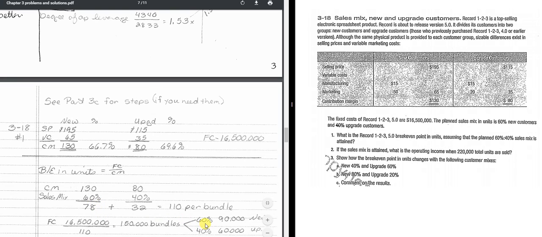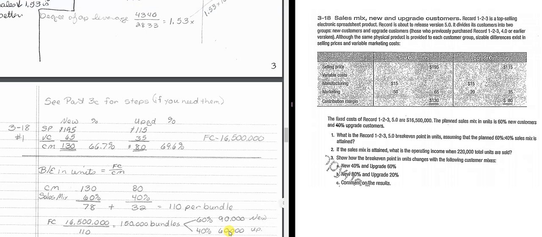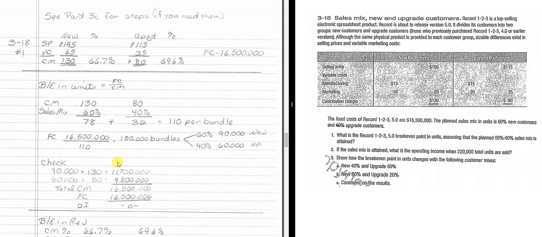That's my new, right here, and 40% are the upgrade. So I sell 90,000 of the new, 60,000 of the upgrade. Here I've checked it.